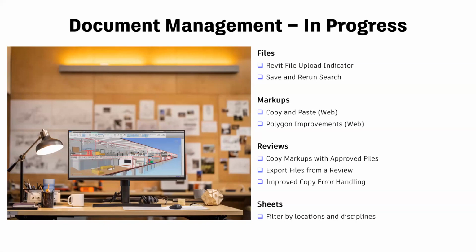You will be able to copy the markups in the approved files now, export the files from the review, and there is improved copy error handling. And for the sheets, you can filter by location and discipline. When you look at the sheets, you might have hundreds and hundreds of sheets, right? So you can filter them by location and discipline. These are the things that we are looking at in future, and those are in progress for document management.